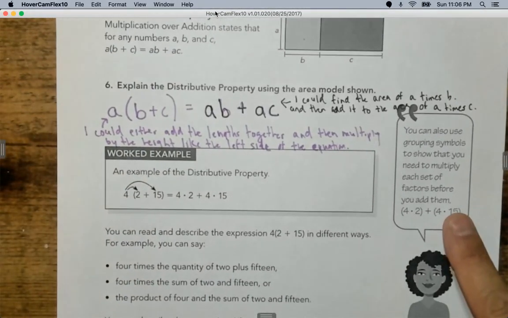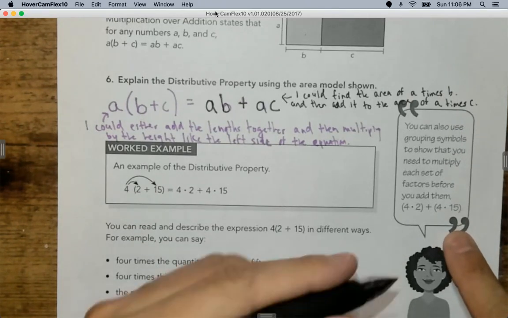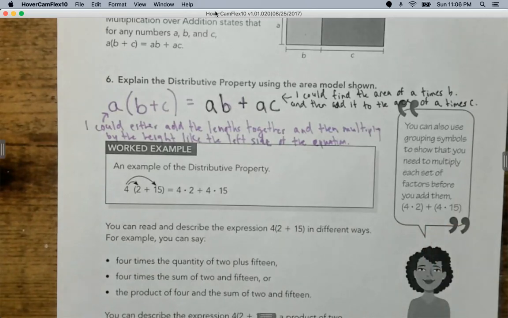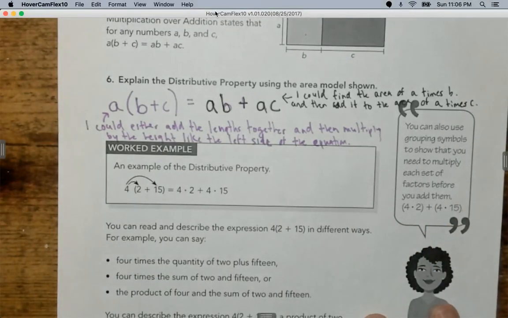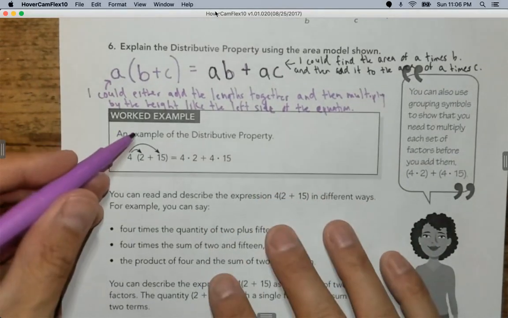You can also use grouping symbols to show that you need to multiply each set of factors before you add them. And we've been talking about this, how I can put parentheses around, and that means that I'm multiplying things together. Okay. Worked example, an example of the distributive property.